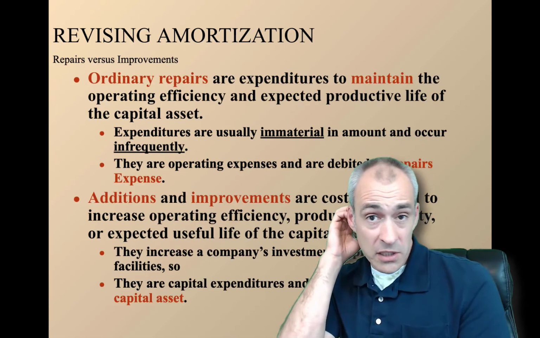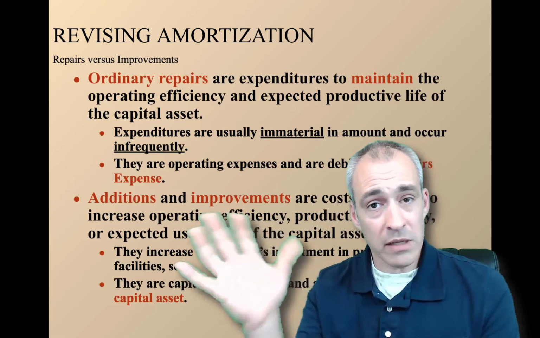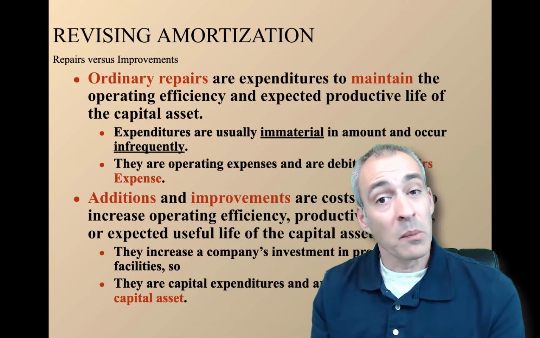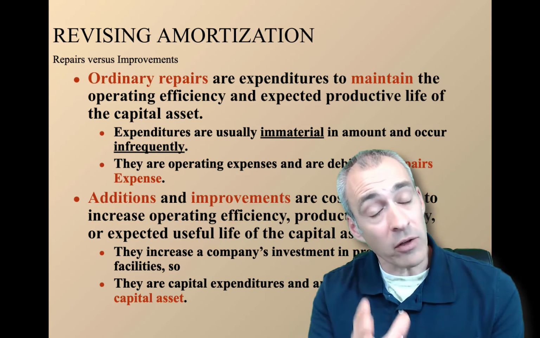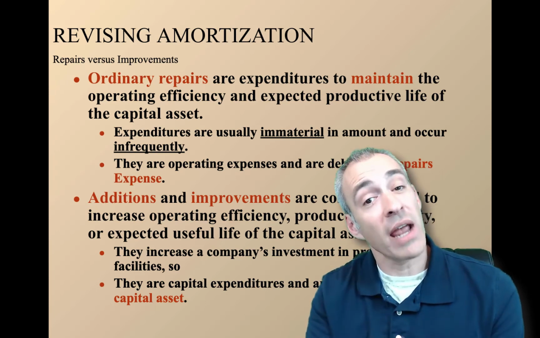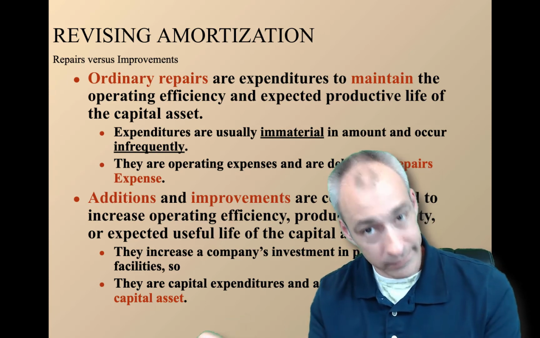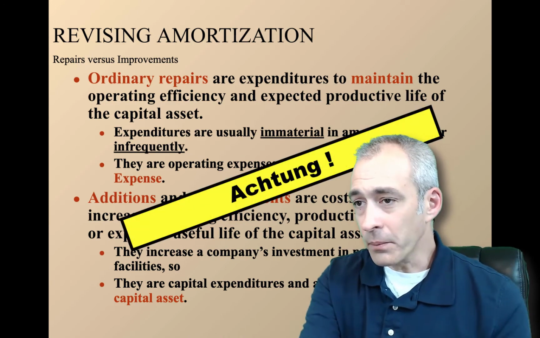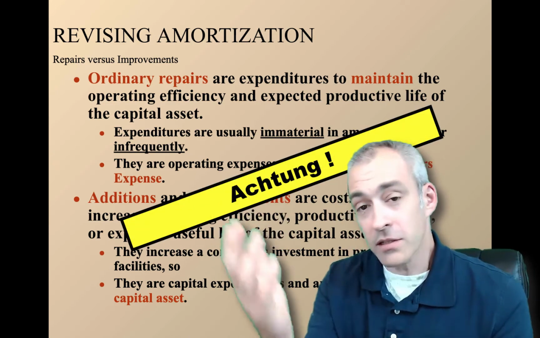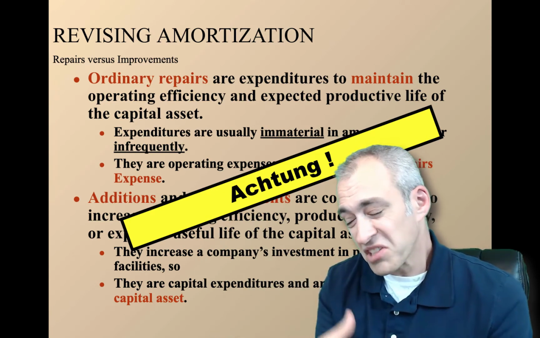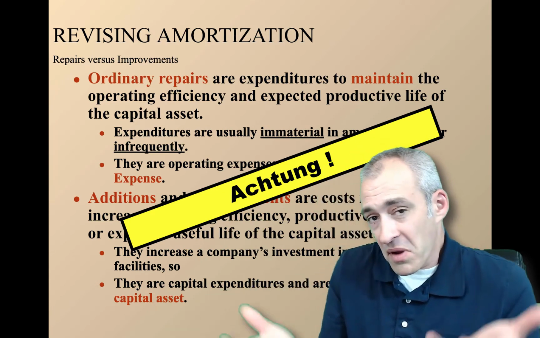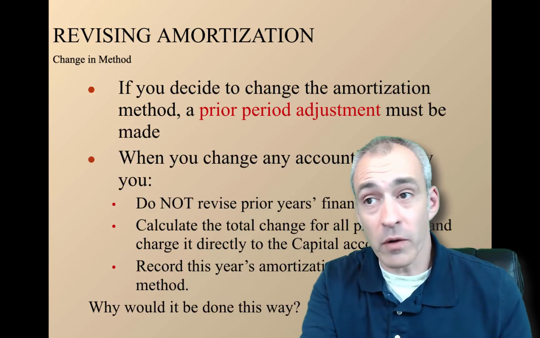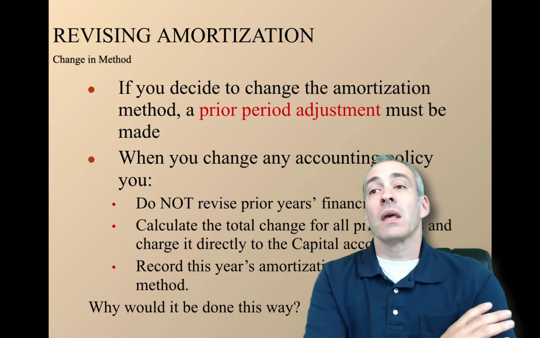So this slide just explains what I just said. Ordinary repairs that maintain the asset doing what it was always meant to do are just expensed. But improvements are added to the value of the asset and will change annual amortization rates. So this is another Achtung again, because sometimes it's a judgment call. Was this an improvement or was it just a repair? Bit of this, bit of that. It's not always straightforward.